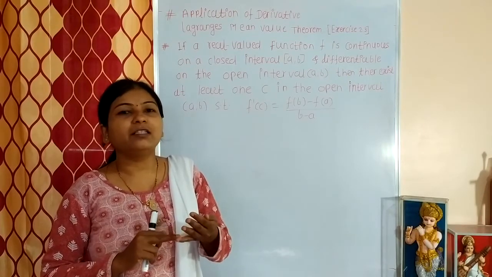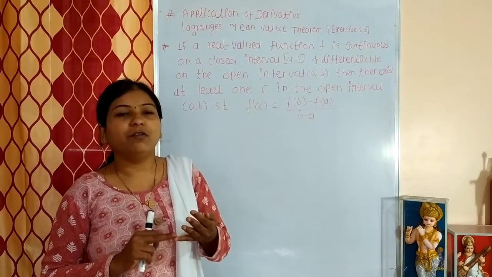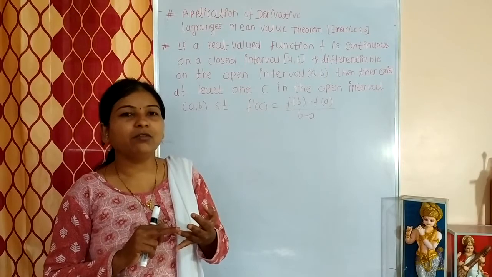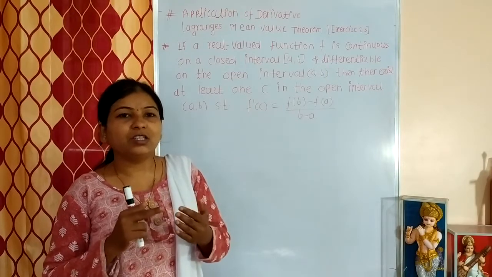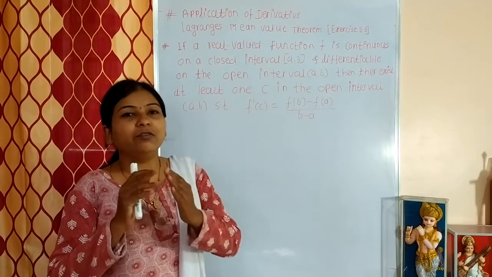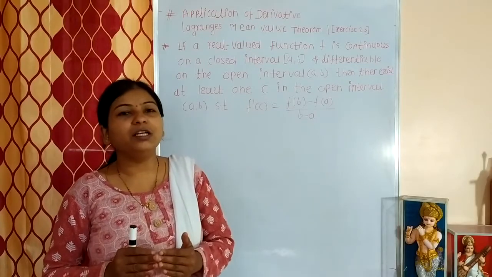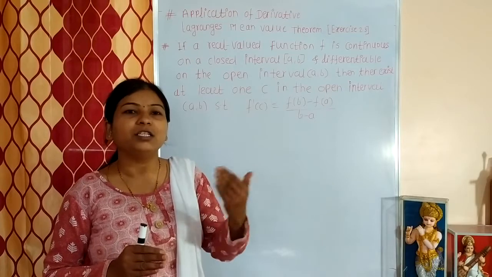That is, f of x is a function. The given function f of x is continuous on the closed interval, differentiable on the open interval, and the third condition is that f of a is equal to f of b. Then there exists a point c belonging to the open interval a b such that f dash of c is equal to 0.